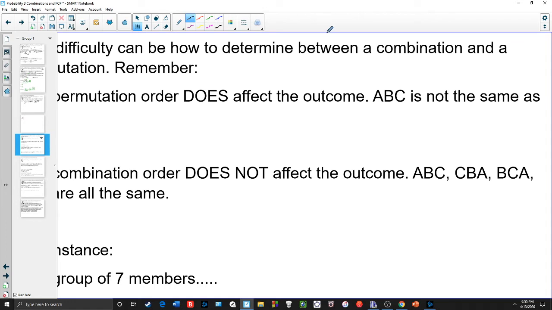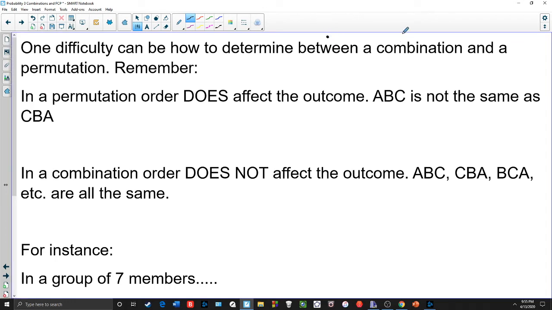One spot of difficulty that people often have here is knowing when something's a combination and when it's a permutation. The main thing you want to keep in the back of your head is that with a permutation, the order does affect the outcome. So if you can switch your first and your second pick and get a meaningfully different result, then it's a permutation. If you pick your first and your second option and you switch them and it does not give you a meaningfully different result, then it's a combination.